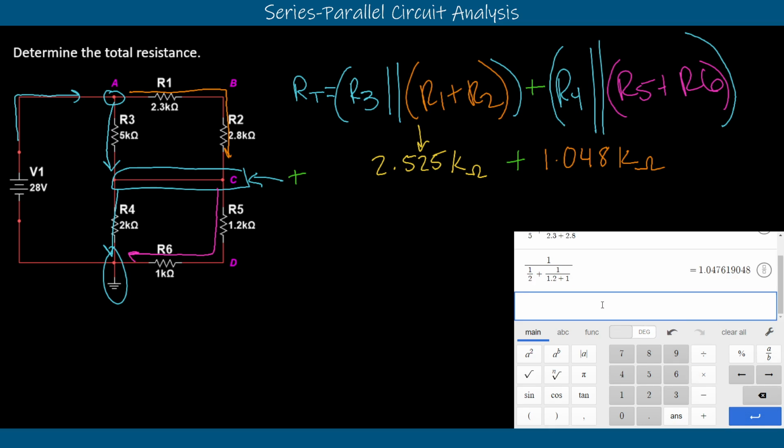We can sum those two together, and we'll say that we have 2.525 plus 1.048. That is our total resistance, RT. RT is equal to 3,573. We had to move that decimal place back, so if you wanted to keep it in kiloohms, you could just keep it there and say 3.57 kΩ. All right, let us know if you guys have any other questions.